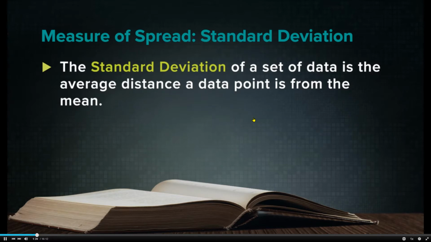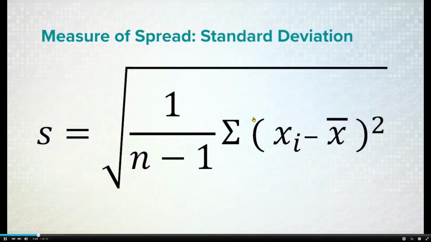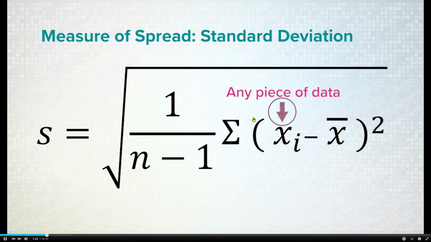Now let's connect this definition to the formula. Mathematically, it looks a little intimidating. Honestly, just like the mean, I don't think about the formula with all the symbols. I think about what each part represents. When I look at the x sub i minus x bar, x sub i means any piece of data in my set. If I take any piece of my data minus x bar, which is the mean, then I'm finding the difference between my number and the mean, or the distance away, which is part of the definition.